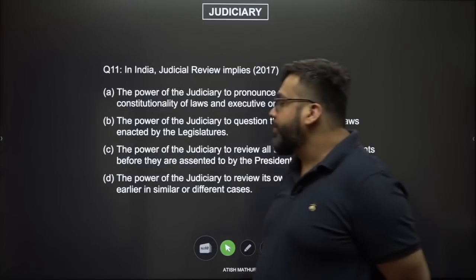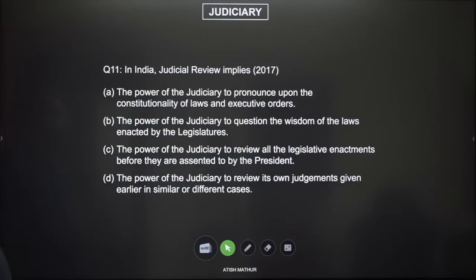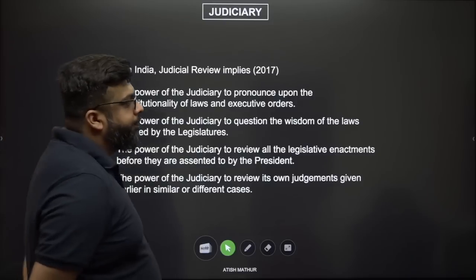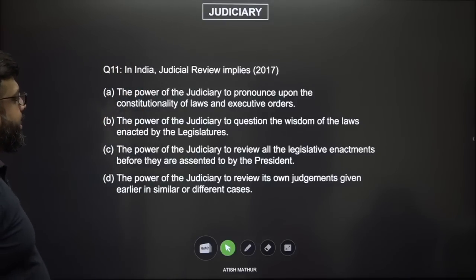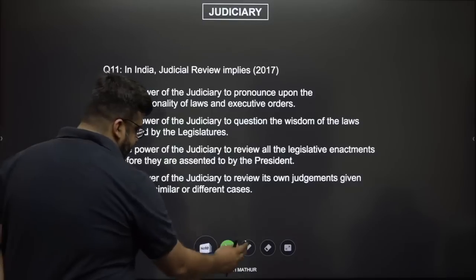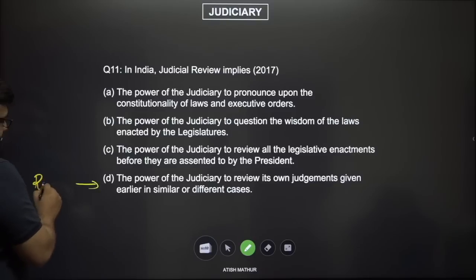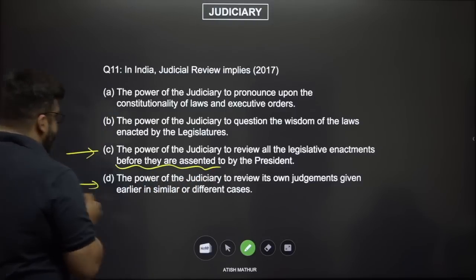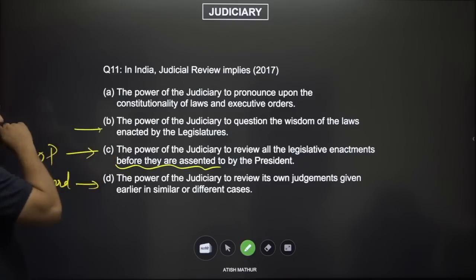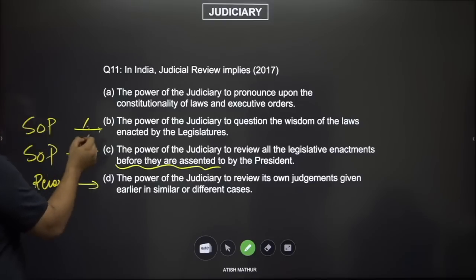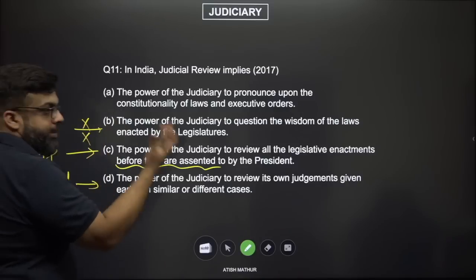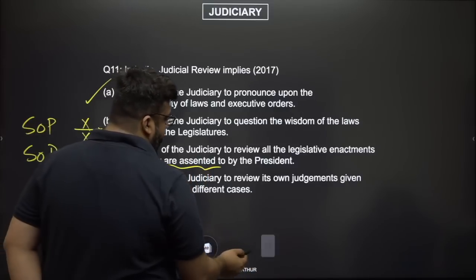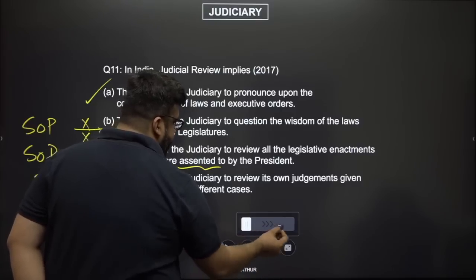11. In India, judicial review implies the power of the judiciary to pronounce upon the constitutionality of laws and executive orders, the power of the judiciary to question the wisdom of the laws enacted by the legislatures, the power of the judiciary to review all the legislative enactments before they are assented by the President, the power of the judiciary to review its own judgments given in earlier or similar cases. Now, this means this is a court of record, also has limited powers of review. The power of the judiciary to review all legislative enactments before they are assented is a violation of separation of powers. The power to question the wisdom of the laws is again a violation of separation of powers. You actually cannot question legislative wisdom. The answer is A, which is to pronounce on the constitutionality of laws and orders passed.